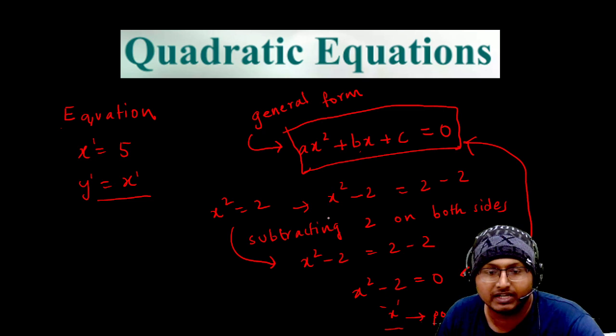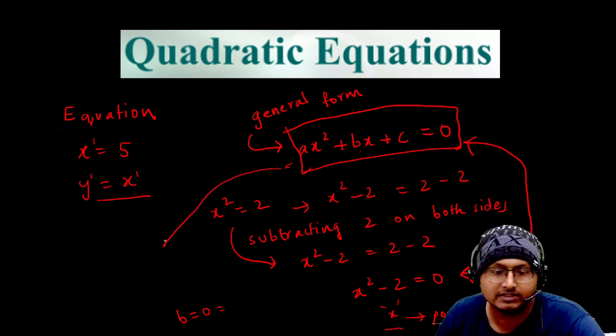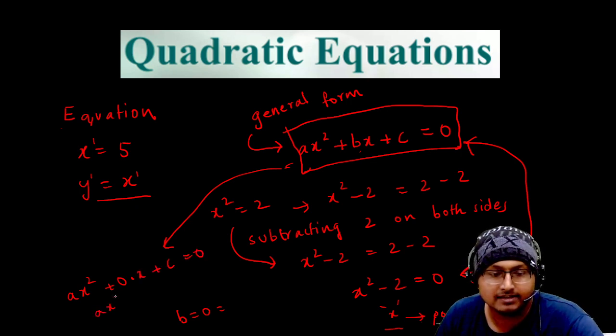So what does that mean? Can we take b equal to 0? If we take b equal to 0 in this equation, what we will get? a x square plus 0 into x plus c is equal to 0. So a x square plus 0 into x is 0, so a x square plus c equal to 0.